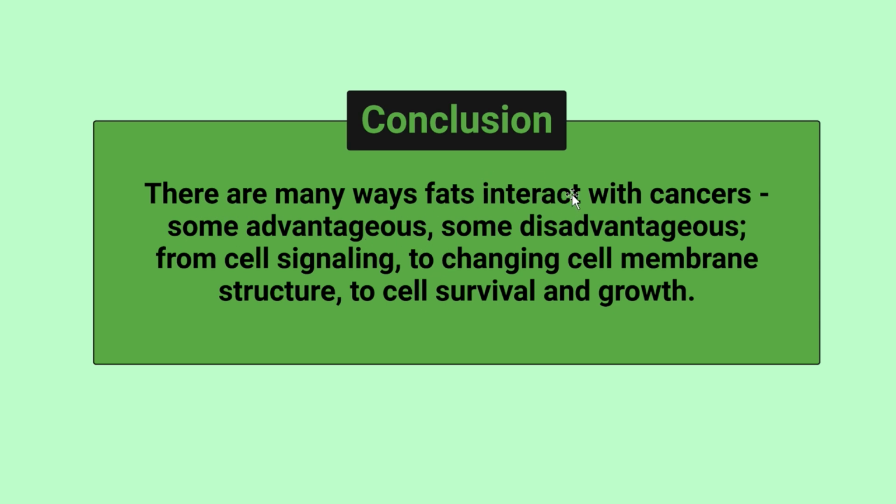So there are many ways that fats interact with cancer. Some are advantageous, some disadvantageous, from cell signaling to changing cell membrane structure to cell survival and growth. Some examples of that would be the reliance on fats when glucose levels are low. We talked about fat utilization for ATP generation, or cell energy generation. Faster metastasis, or the spreading, when around fat cells. Now, again, the stipulation here is that we're not talking about all fats, and we're not talking about all cancer cells, just particular cancer cells.